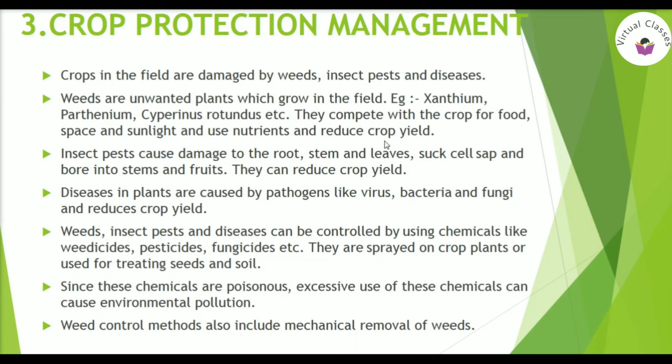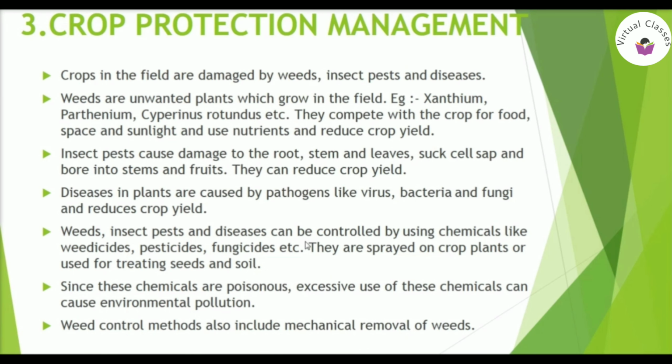Insect pests cause damage to the root, stem, and leaves, suck cell sap, and bore into stems and fruits. They can reduce crop yield. Diseases in plants are caused by pathogens like virus, bacteria, and fungi and reduce crop yield.